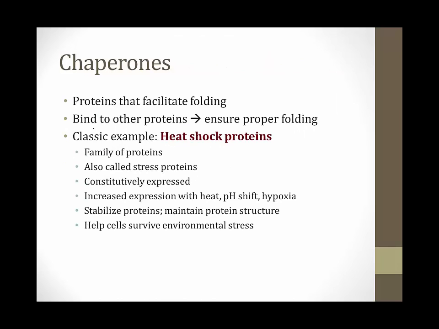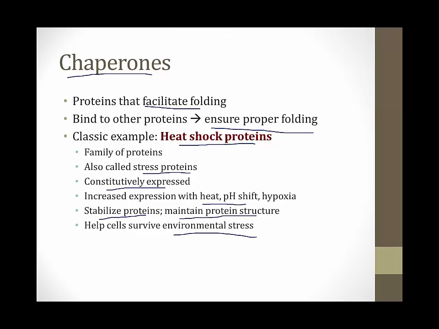And the final topic I'll mention in this video is chaperones. Chaperones are proteins that facilitate folding of other proteins. They bind to other proteins and ensure proper folding and stability. And the classic example of a chaperone are the heat shock proteins. Heat shock proteins are a family of proteins also called stress proteins. They are constitutively expressed. In other words, they're always present in cells, but their levels are increased in the presence of heat, a pH shift, or hypoxia. That's why they're called stress proteins or heat shock proteins. And they stabilize other proteins and maintain the structure of other proteins. This helps cells to survive in environmental stress.